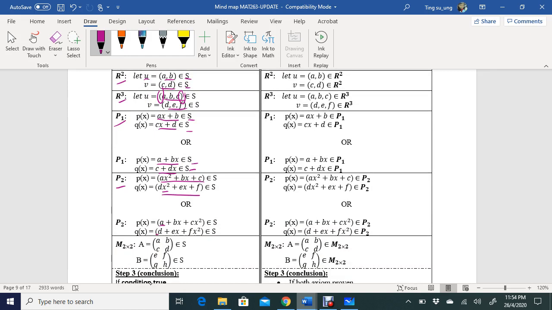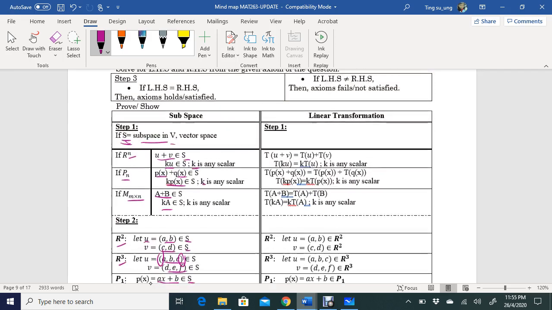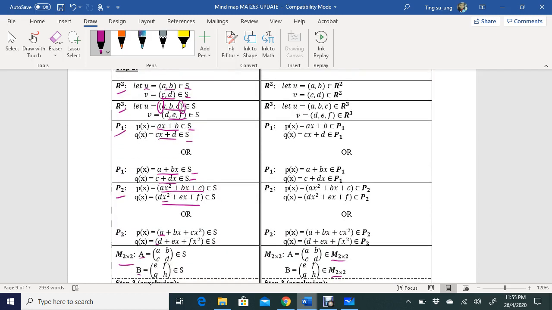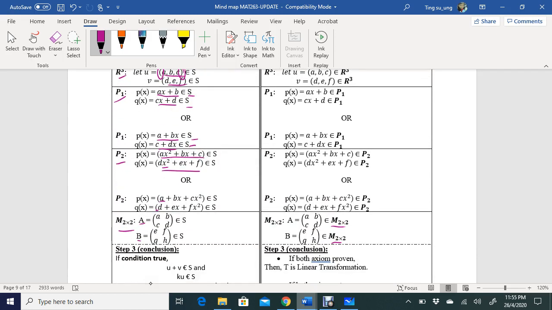If you have 2 by 2, I have capital letter A with a, b, c, d, and capital letter B with e, f, g, h. Or you can write it in this way also, it is not a problem. But this one usually we will solve by using the linear transformation. To be secure and to get things easy, you just put S. Is it okay?